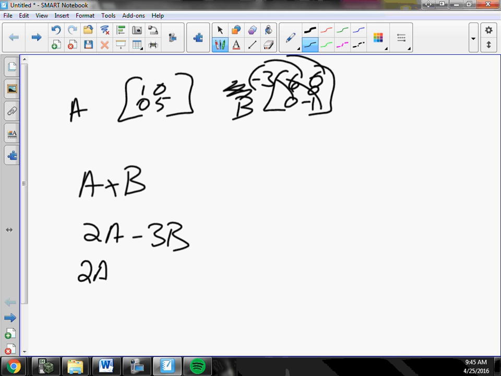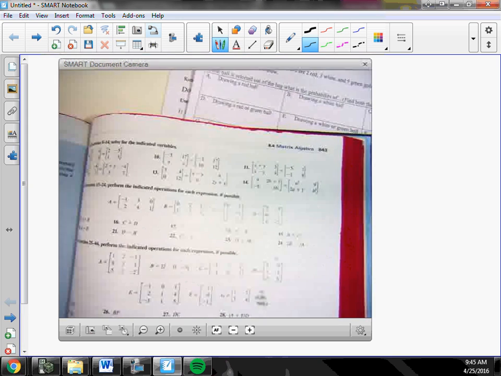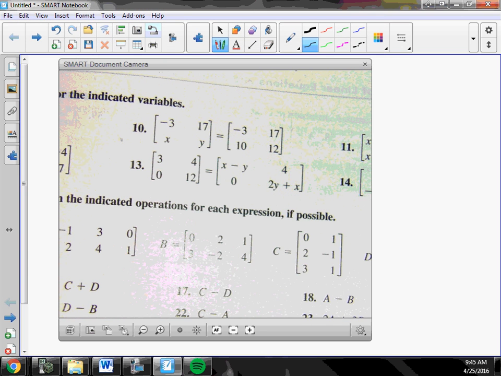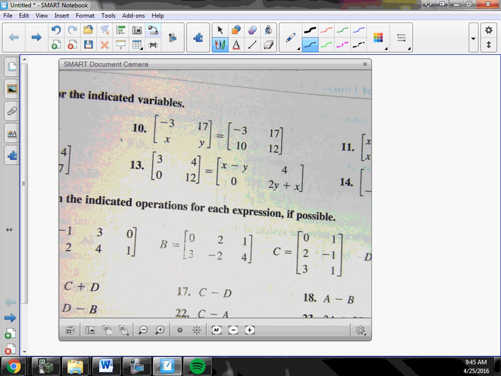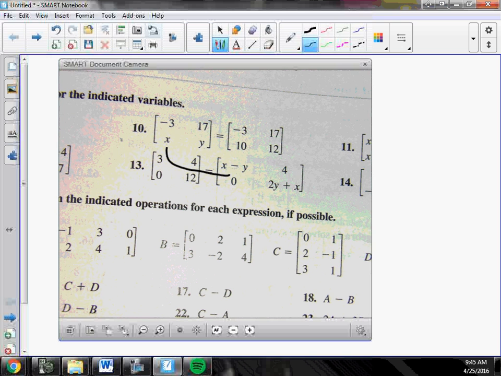So that middle section, take a look at page 842. Look at number 10. It says on number 10, those two matrices are the same. What's the value of x and y? Well, x has to be 10 and y has to be 12. That was tough.